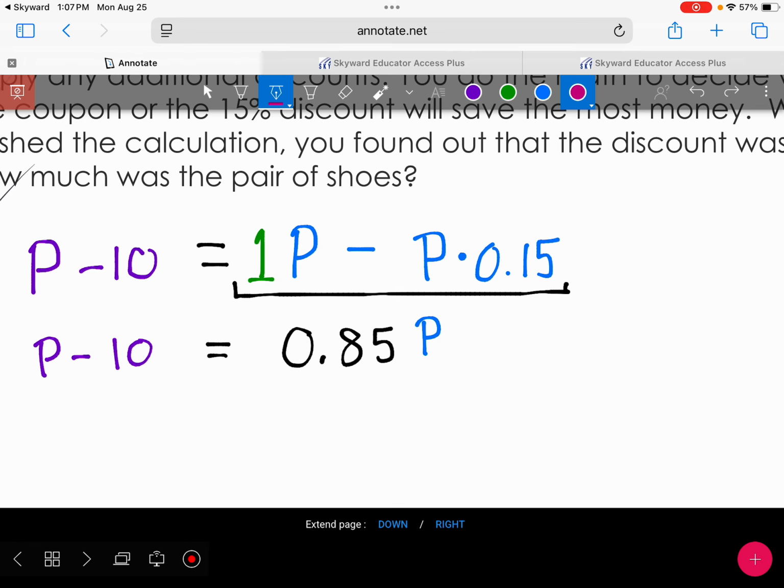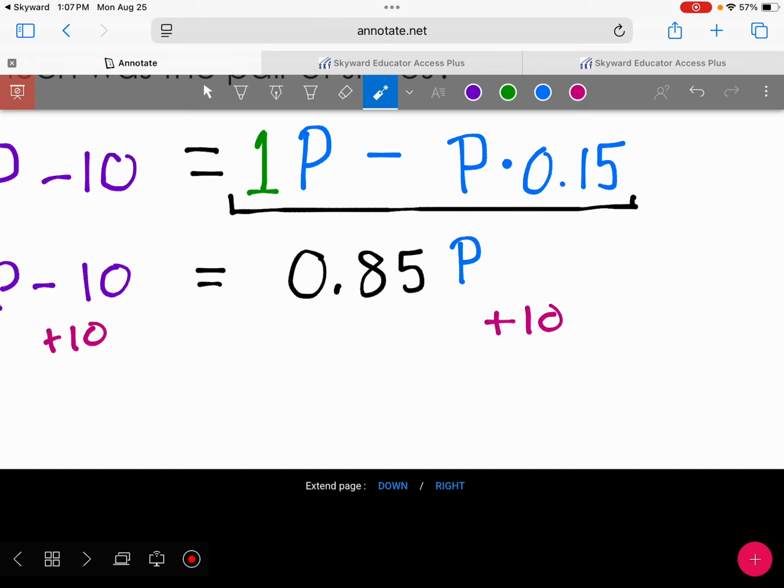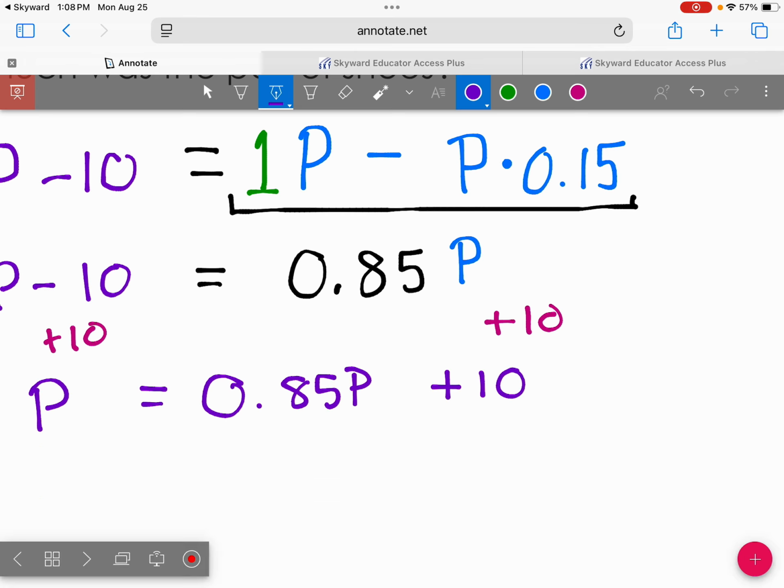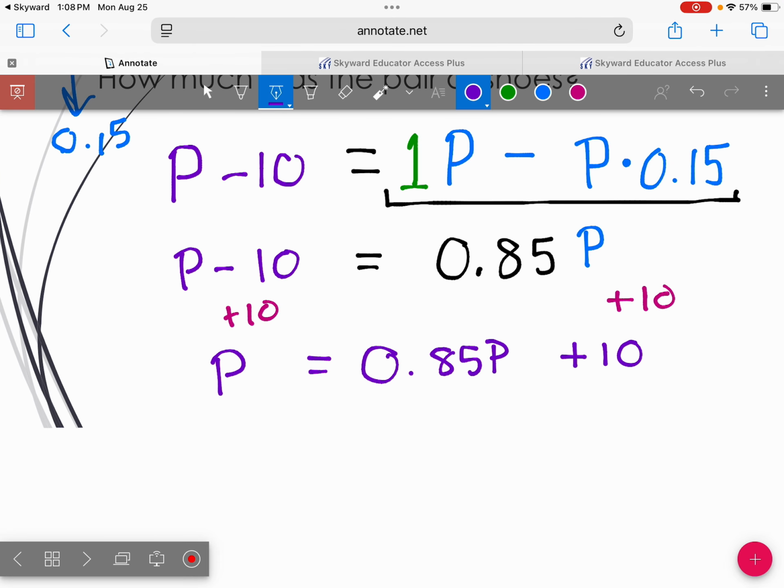So if you want to, you can absolutely add this 10 over here. But these two pieces are not going to combine. So we're going to then just have our P equals 0.85P plus 10. You can do that, totally fine. It just didn't make anything better. What can I do now?